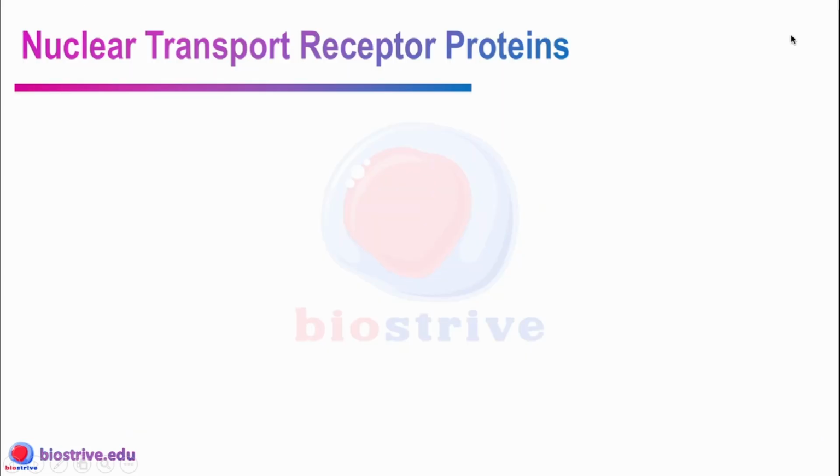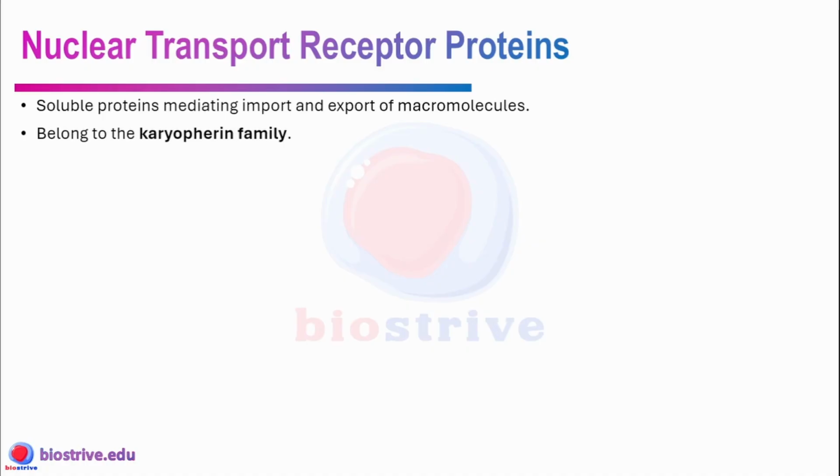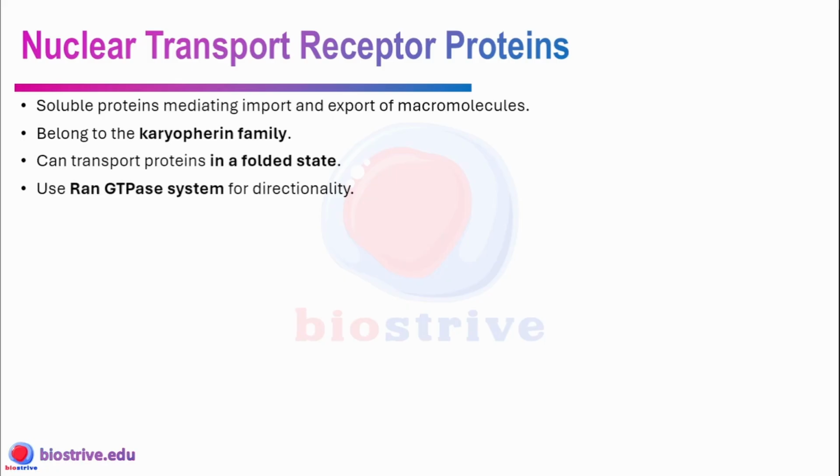Nuclear transport receptor proteins. These are the soluble proteins mediating import and export of macromolecules. In this section, we will talk about the importins and exportins for import and export respectively. They belong to the karyopherin family, and they can transport proteins in folded state. They use the RAN GTP cycle for their energy source and directionality.